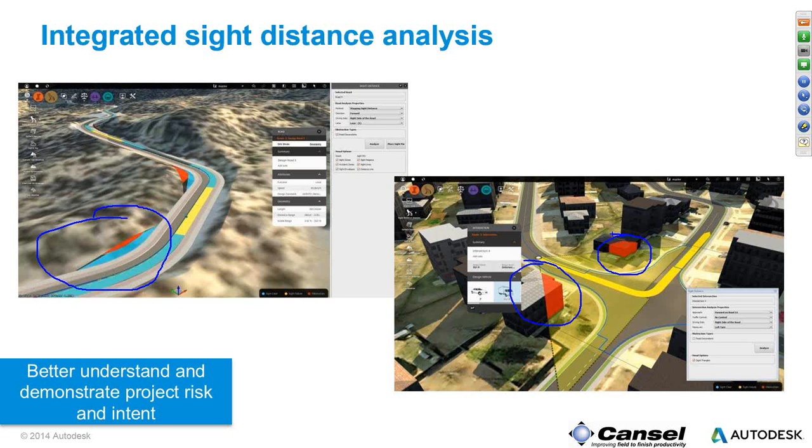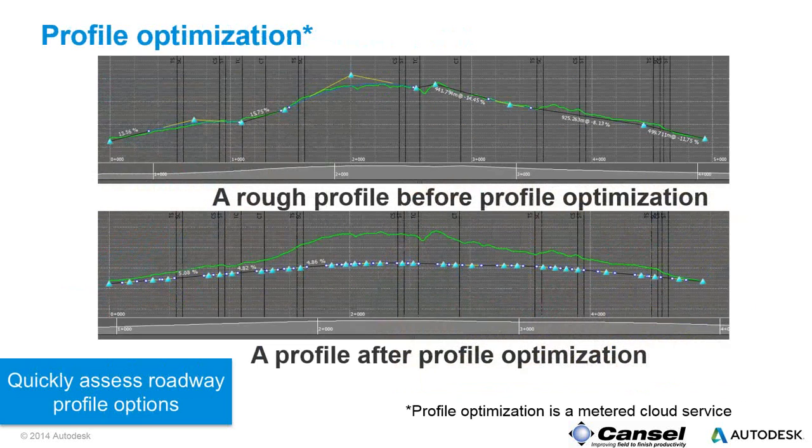So your entire model, not just the terrain, but the street furniture, the shrubs, the trees, the buildings will all be analyzed, and the software will give you that site analysis. So it's a very robust site analysis modeling tool. Here's an example of the profile optimization before and after.